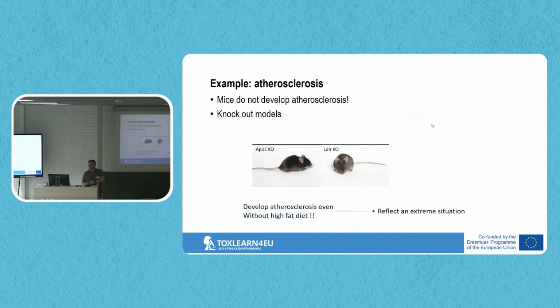So an example here. Again, we studied atherosclerosis some time ago, and we wanted to see how chemicals affect atherosclerosis. And if you do that in mice, you cannot do that. You can feed a mouse a high-fat diet, it will not develop atherosclerosis. You can feed them a lot of fat, and they will not develop atherosclerosis. So what has been done over the years is that they developed knockout models, right? So a knockout of the ApoE gene or a knockout of the LDL receptor, and these animals, they develop atherosclerosis, even spontaneous, without a high-fat diet. And if you give them a high-fat diet, it becomes more severe. But this is a very extreme situation, right? So even without the high-fat diet, these animals already develop atherosclerosis.